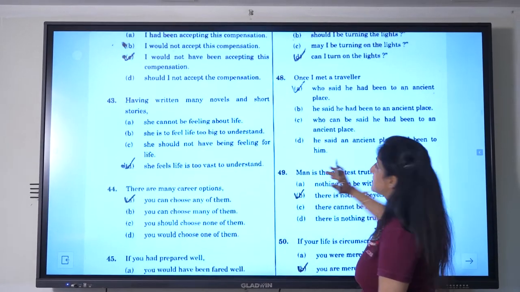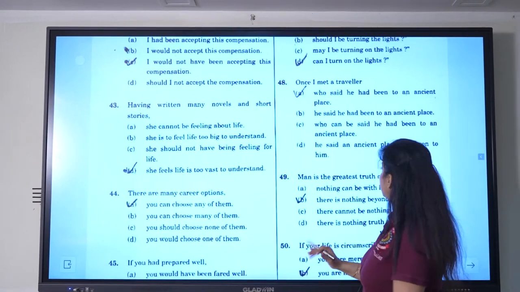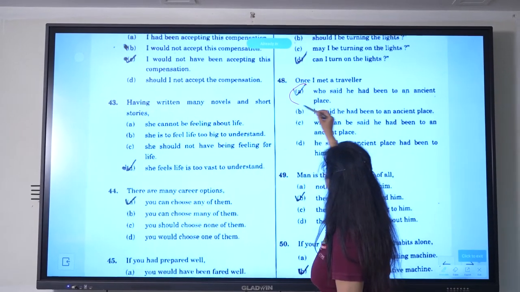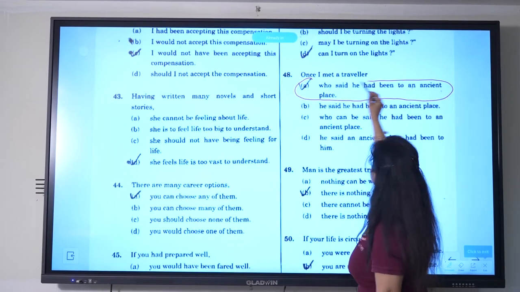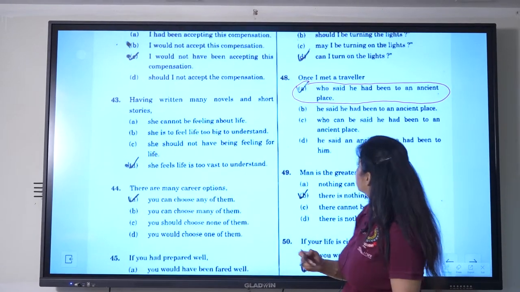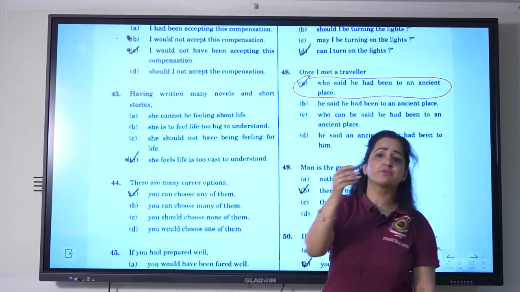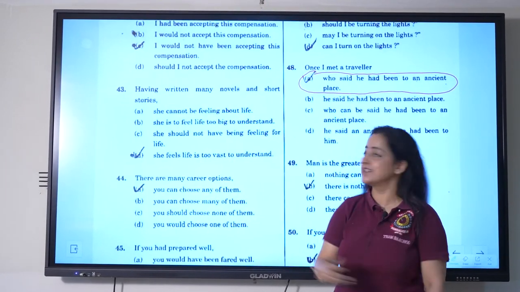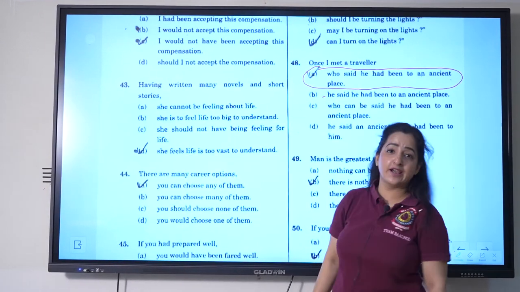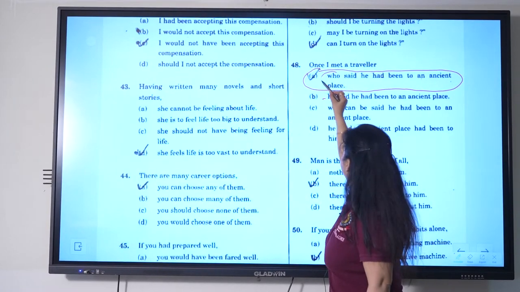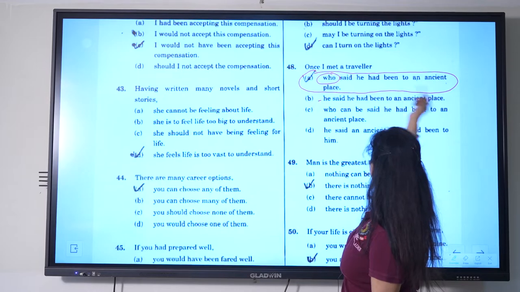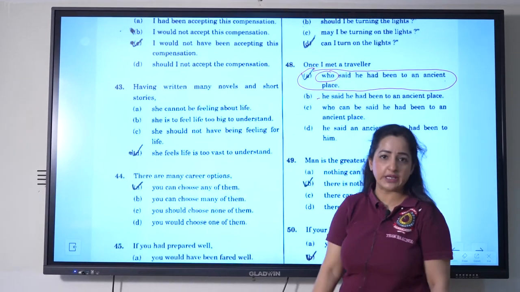Once I met a traveler, question 48. The correct answer is Alpha, who said he had been to an ancient place. Why not Bravo? Because Bravo is dissociated. There is no connection. It's just disjointed. Koi link hi nahi hai yahan pe, right? So you need this kind of a link, na? Ek aise aadmi se mila jisne aisa kaha tha ki wo ek ancient place pe gaya tha.